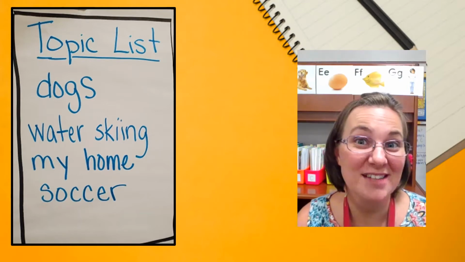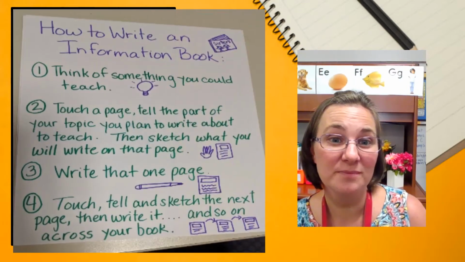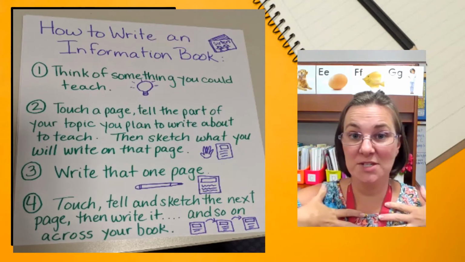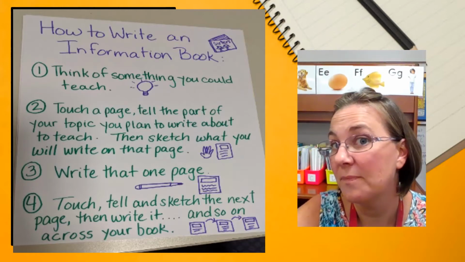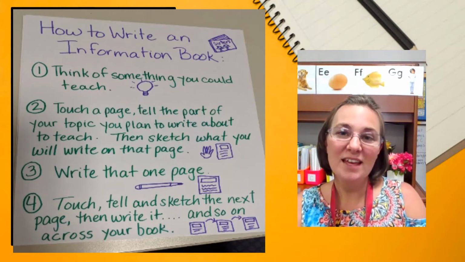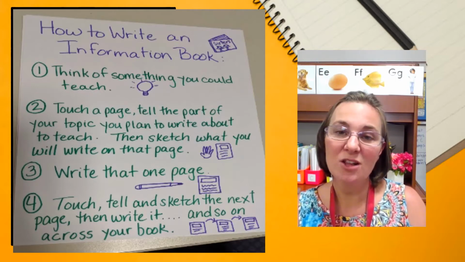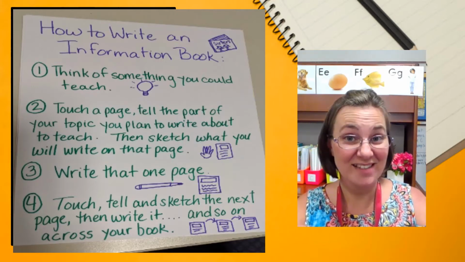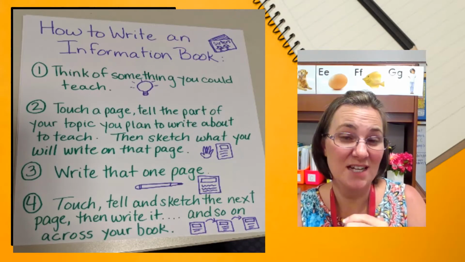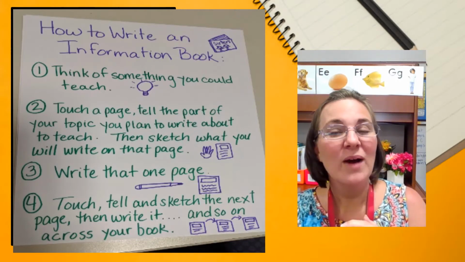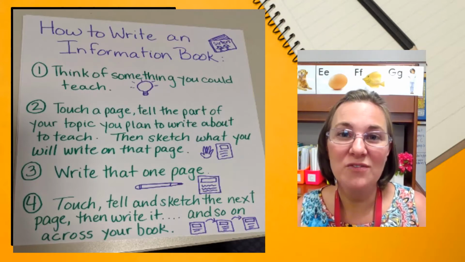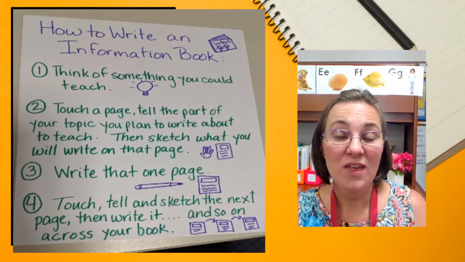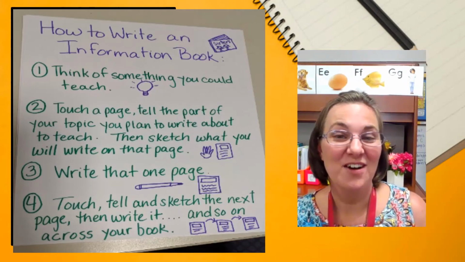Let's do a little bit of thinking about the steps we need to take when we write an informational book. The first thing that we needed to do was think of something you could teach. That's our topic. I'm teaching about my house. You're teaching about what? That's right. Then remember we learned how to touch a page and tell about the part of the topic that we're going to teach about. Remember our headings that we learned how to do? And then we add a sketch to the picture to help remind us of the details. I know you remember doing that. Well, after you do that, that's when you write all of the facts and details on each page that have to do with that part of your topic. And then you go to the next page and the next page and so on and so on.